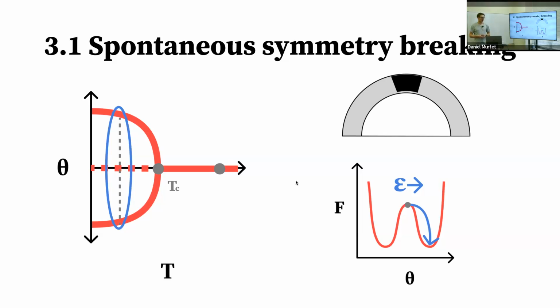Your graph on the right side, H. Yeah, this is for H is 0. Otherwise, if H were not 0, then you would immediately see that one of these becomes favored.